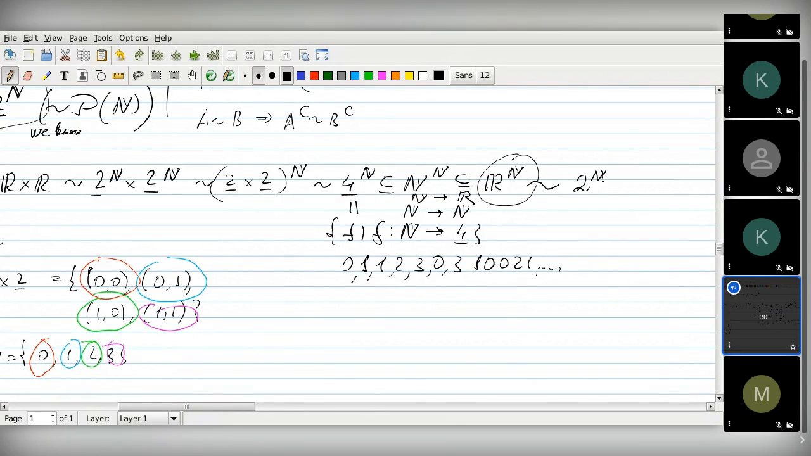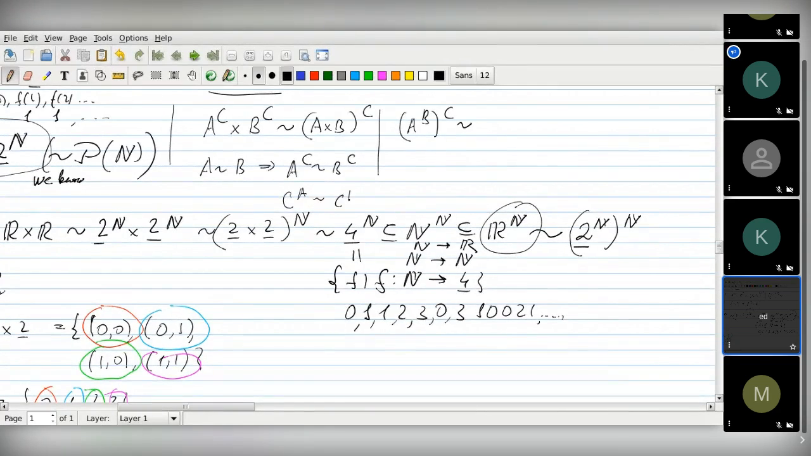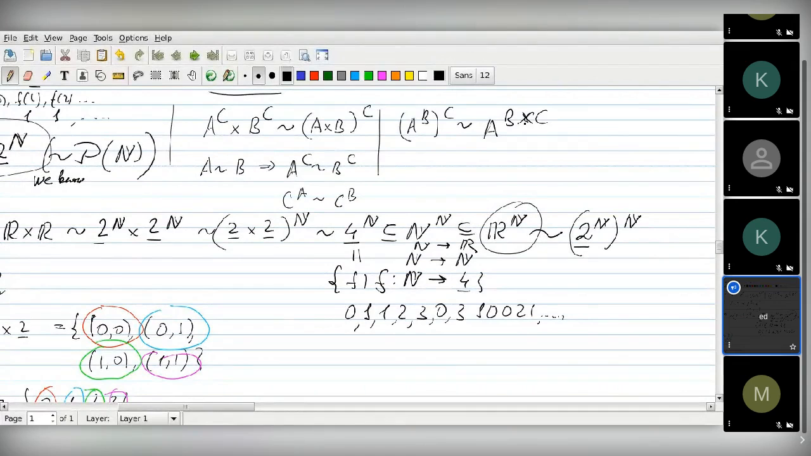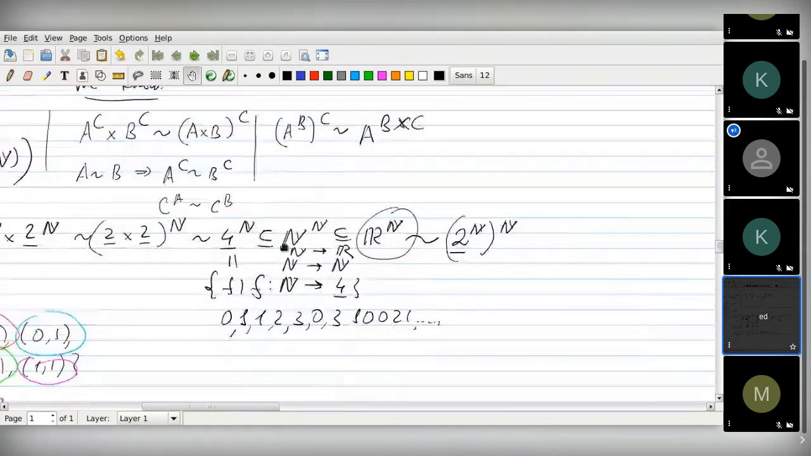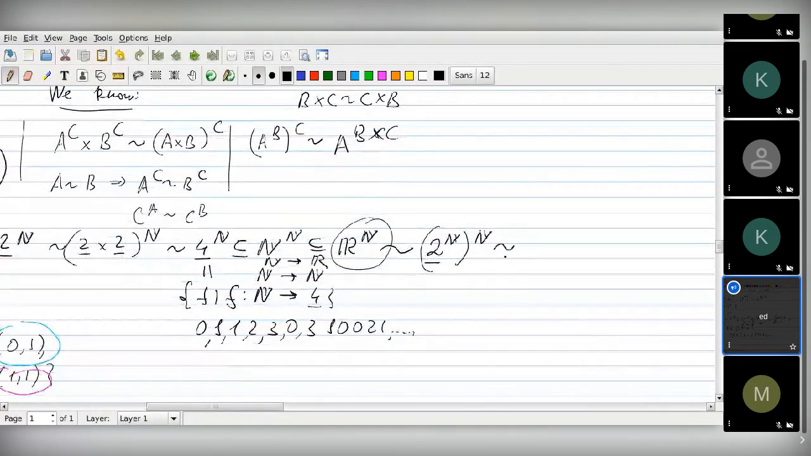And now my favorite trick. R is equivalent to 2 to the power n. So this thing is equivalent to 2 to the power n to the power n. What do we know about this thing? A to the power b to the power c is equivalent to a to the power b times c. Do you agree? C times b, this is the same. You know that b times c is equivalent to c times b. So they're the same. Yes. So this is equivalent to 2 underlined to the power n times n.